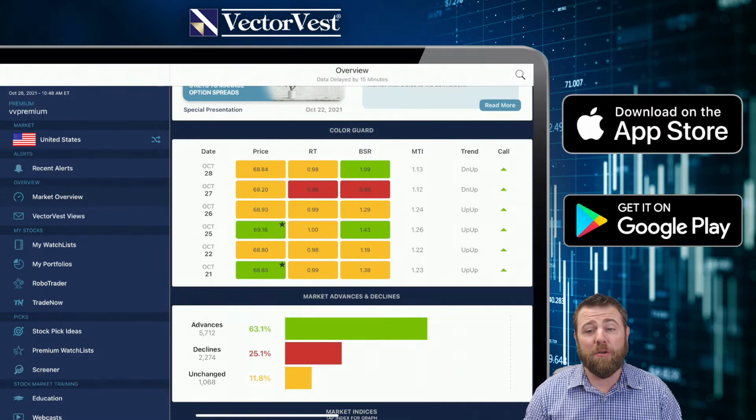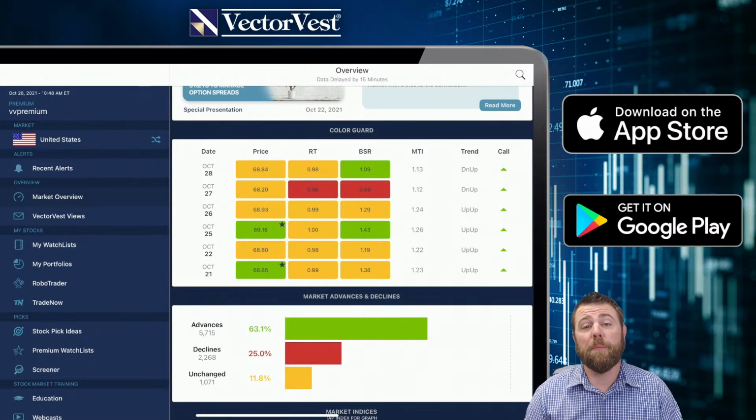Second is RT, or relative timing. Now, the relative timing is looking at the short-term price trend of the overall market, and it's cast on a scale of 0 to 2 to keep it easy for you out there. So anything above 1 would show that the short-term trend of the market is up. Below 1, the short-term trend of the market is down. As we can see at 0.98, the short-term trend in the market is slightly lower currently.